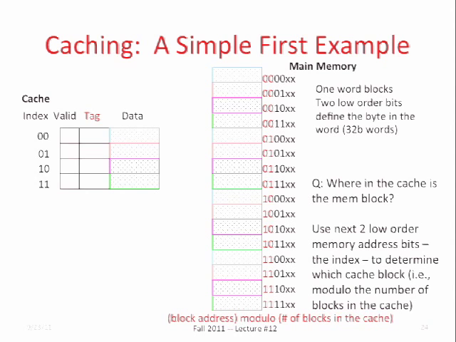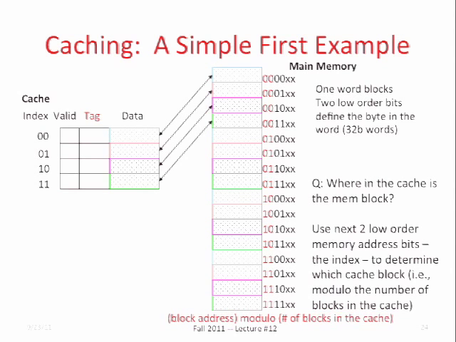So basically, each word in memory is going to have to share its cache line with 3 others, right? So the ratio of memory to cache is 4 to 1. And so any cache block could hold any one of 4 different items. Okay? So that's direct map cache.